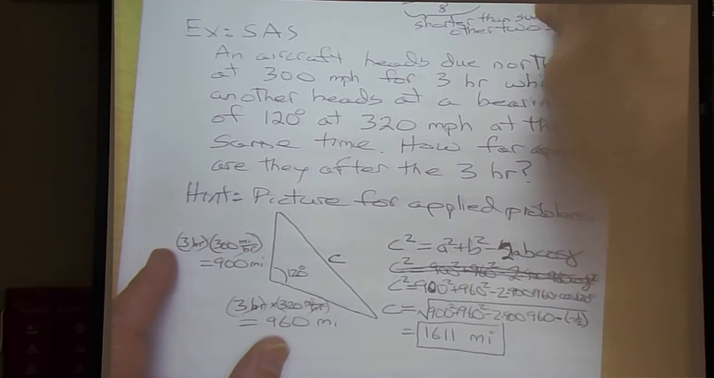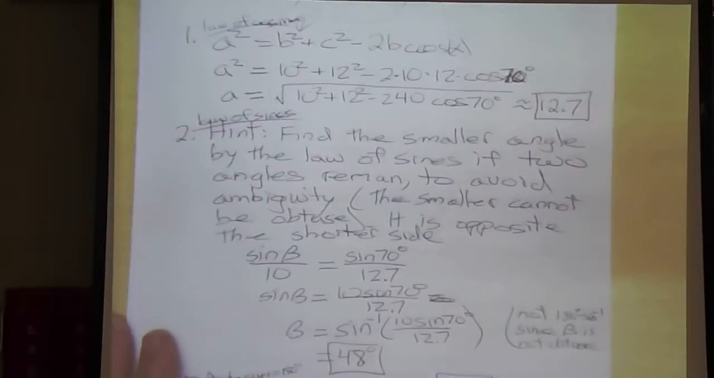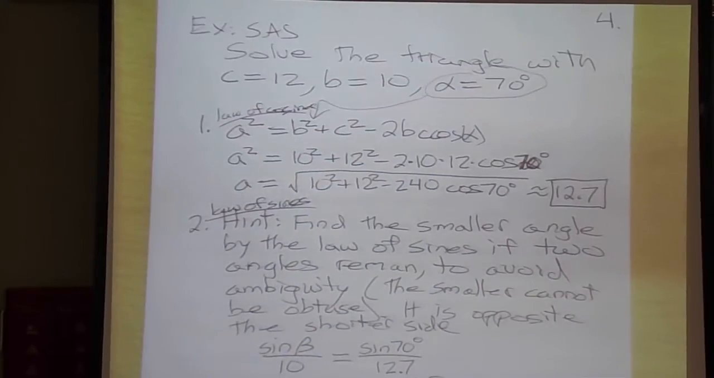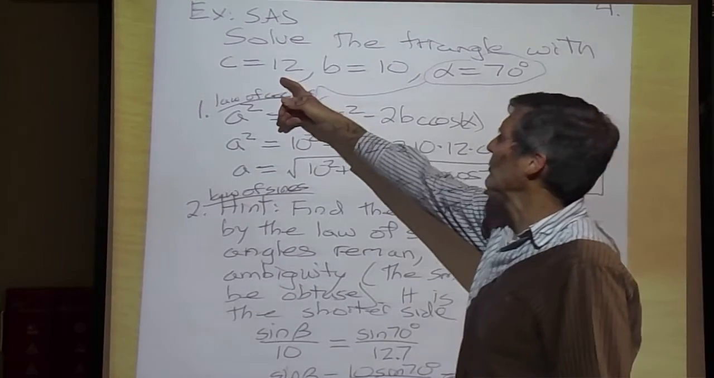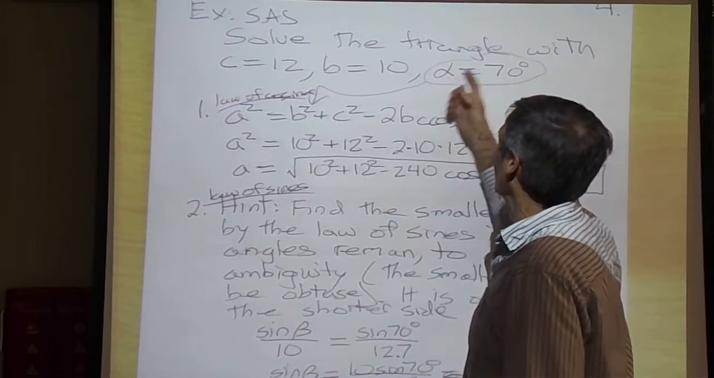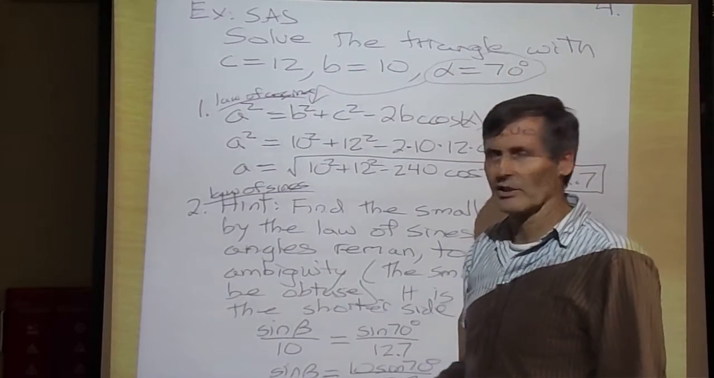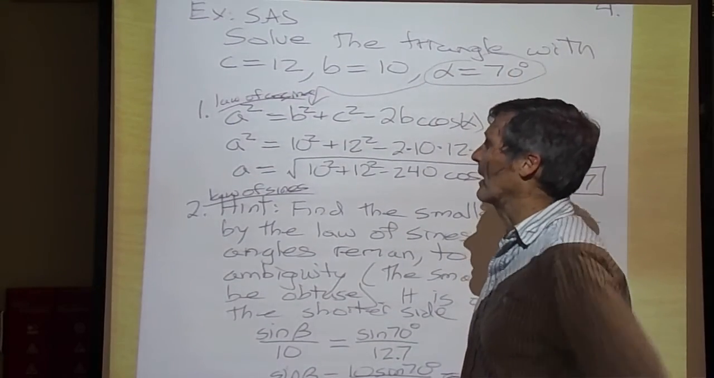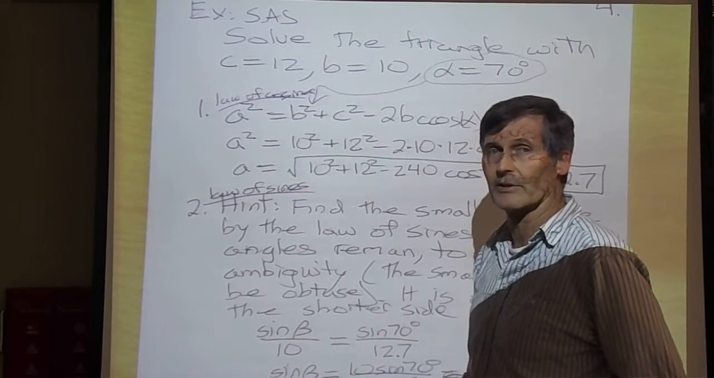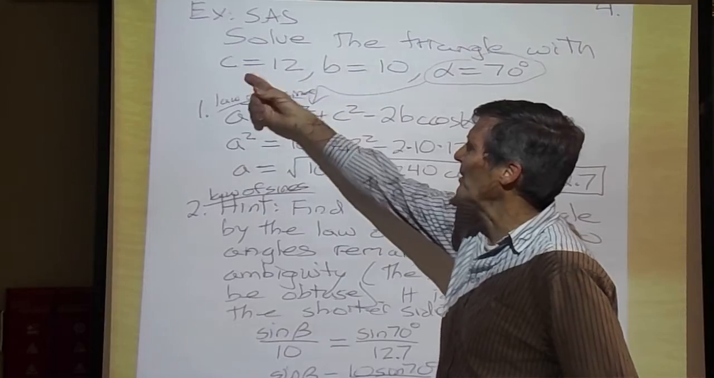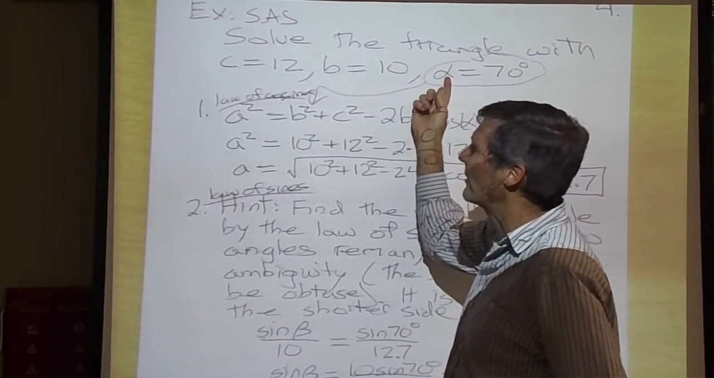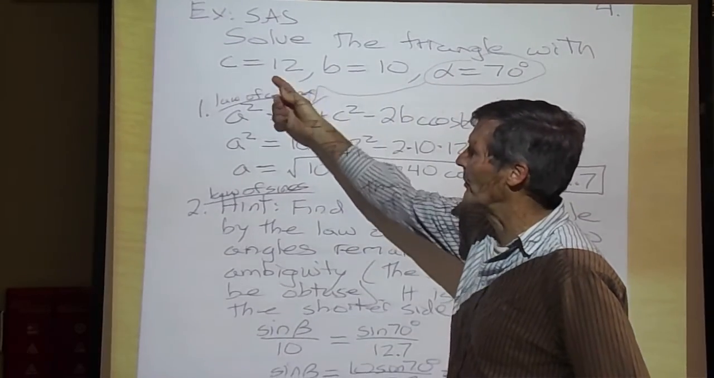Here's another one. Another side angle side problem. Suppose I want to solve this triangle with side C equals 12, side B equals 10, angle alpha equals 70. I like drawing these triangles, but this one I can recognize immediately as side angle side without even drawing it. If I have the two sides B, C, and the angle for the other side, this is the one that goes between these two, right?